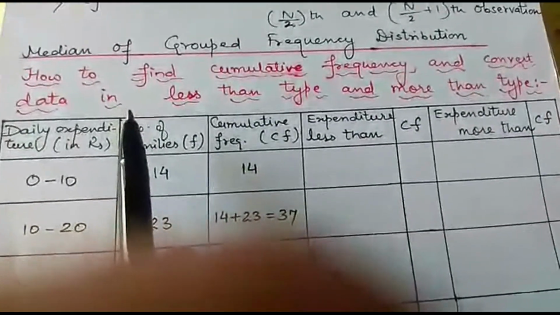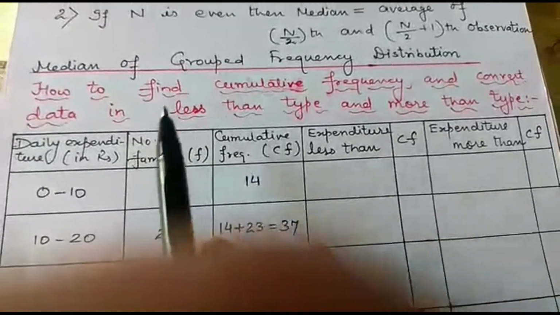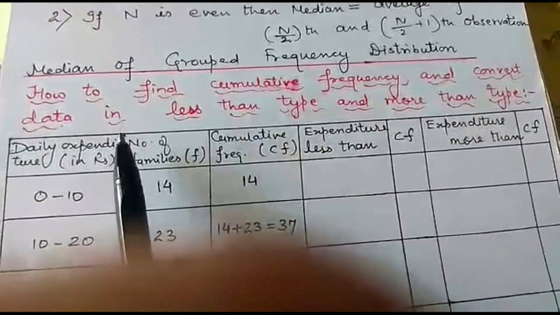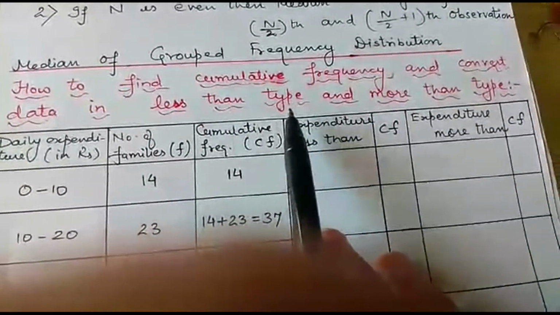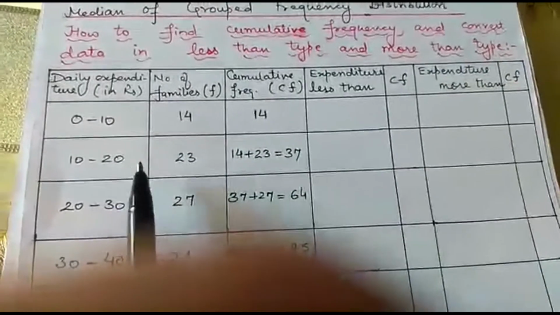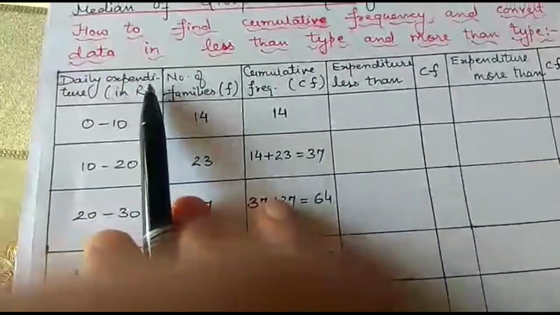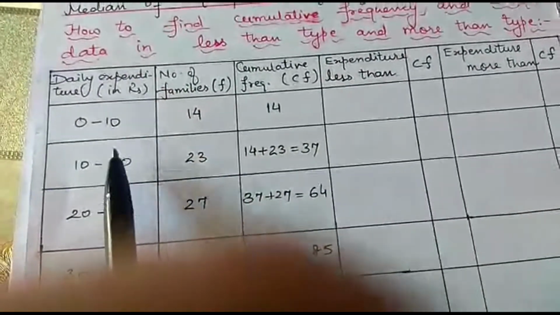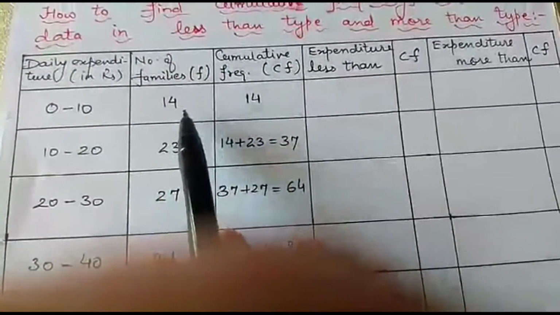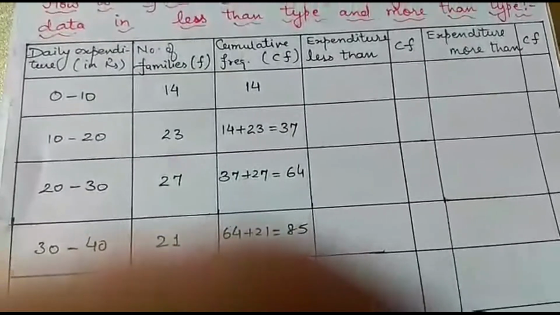So before doing that, we need to know how to find cumulative frequency and convert the given data into less than type and more than type. For this we have taken an observation table. Here the daily expenditure in rupees is given, classes are given 0 to 10, 10 to 20 and so on. Number of families, meaning frequencies, are given.